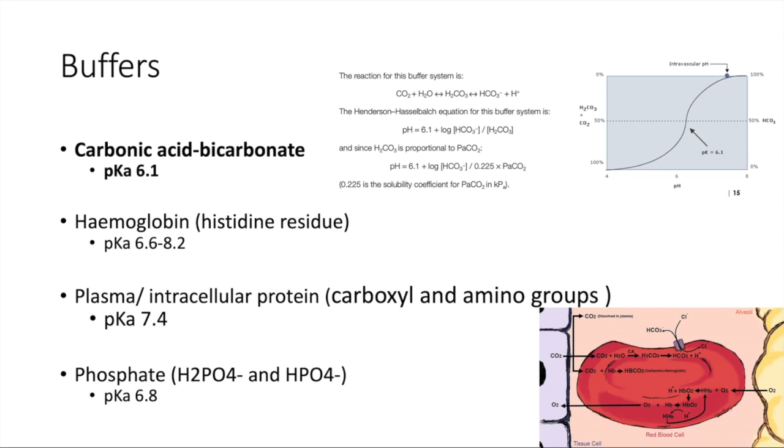The protein buffer, intracellularly and plasma proteins, have carboxyl and amino groups that can dissociate. And finally, the phosphate is more effective intracellularly than extracellularly. It primarily acts in the tubular fluid of the kidney, where phosphate is concentrated near its pKa, and it has a pKa of 6.8.